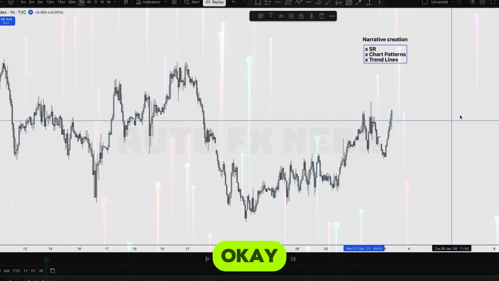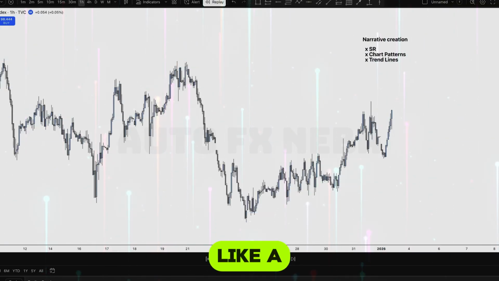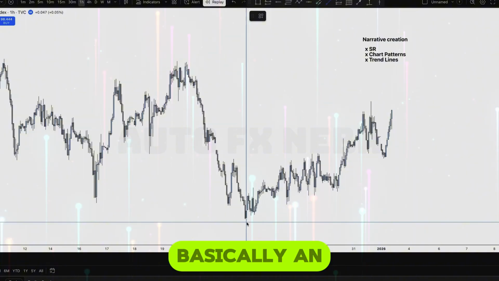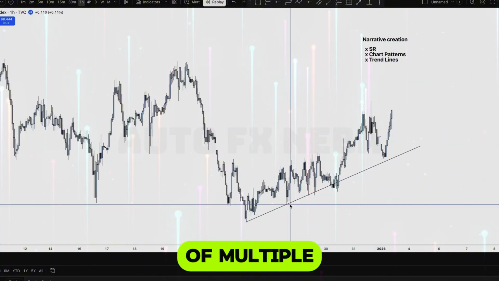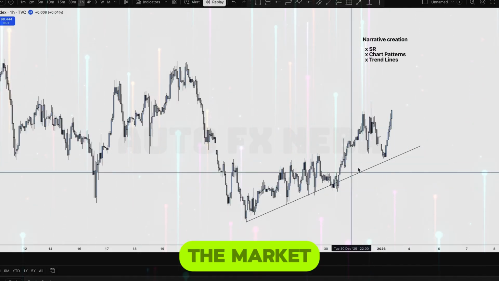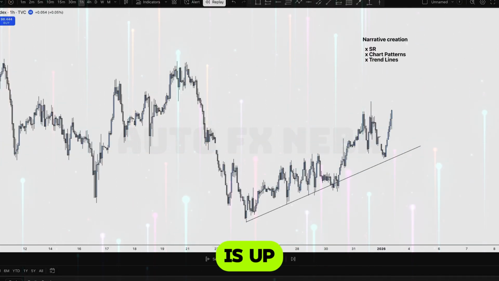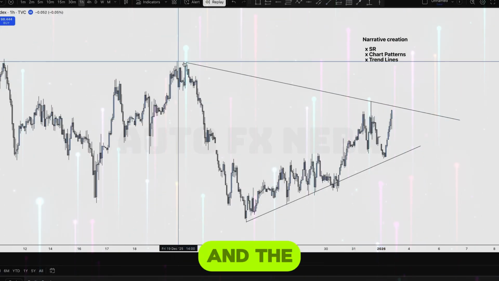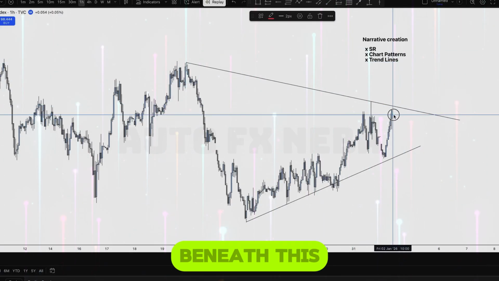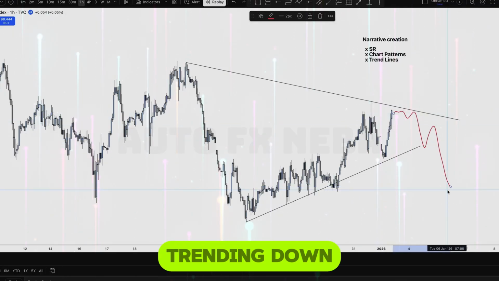Now, the final one that we will not be using in this is going to be trend lines, okay? A trend line is much like a support or resistance level. An ascending trend line would look like this. We connect the dots of multiple lows, and the idea is if the market stays above this level, the trend is up. And for a descending trend line, we would connect the dots of multiple highs. And the idea would then be if the market stays beneath this level, then the market is trending down.